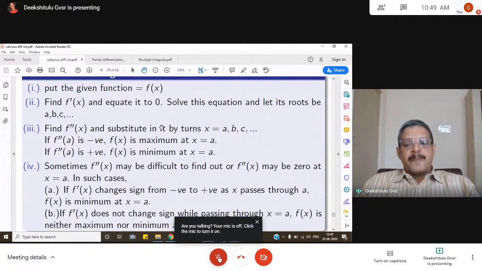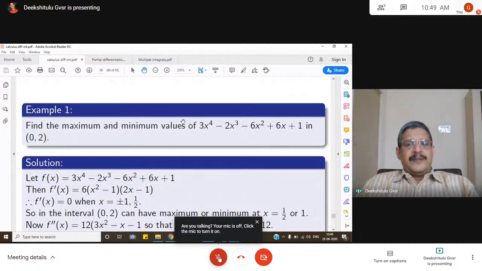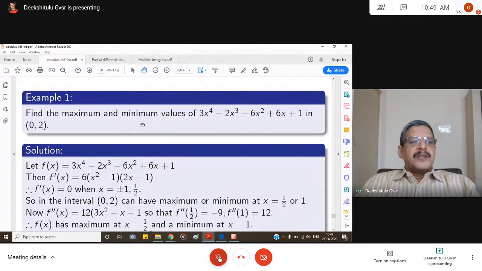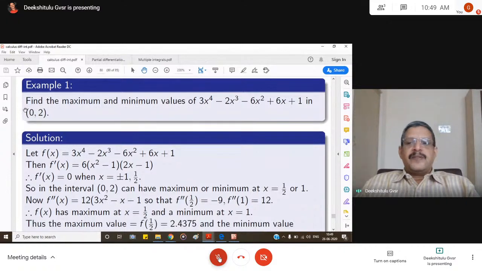These 4 steps are very important to solve the problems. Let us see some examples. Find the maximum and minimum values of 3x^4 minus 2x^3 minus 6x^2 plus 6x plus 1 in the interval 0 to 2. Let this function be f(x).